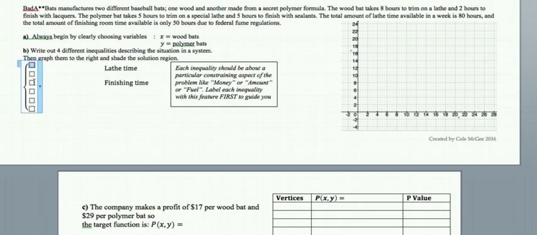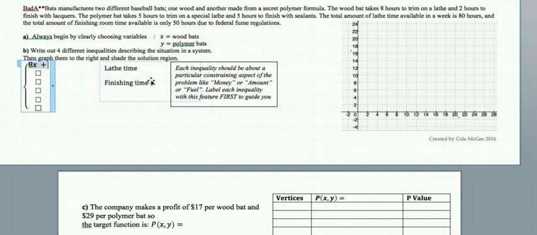So the first one, what are we going to do? So lathe time. What's the information about lathe time? Try to go pick it out and get it all by itself. So we had 8 hours for the wood bats. And wood bats we called x, so let's say 8x. And then we're also going to need some lathe time, so I'm going to say plus.